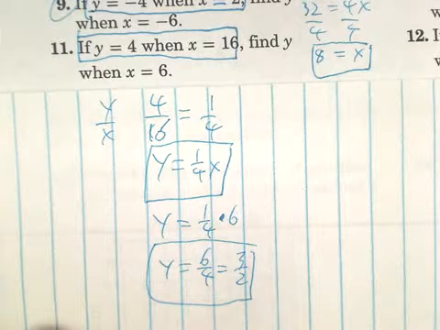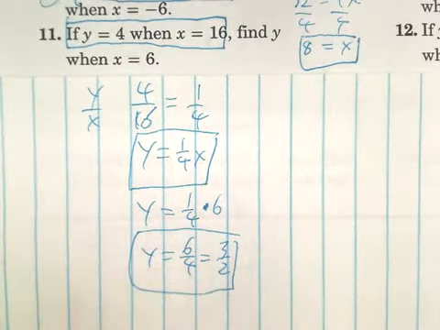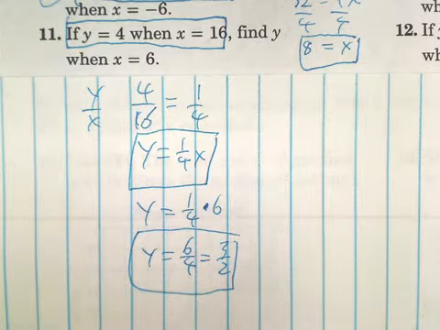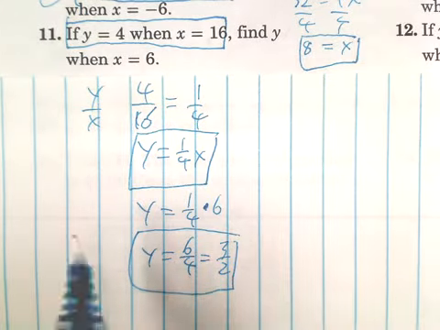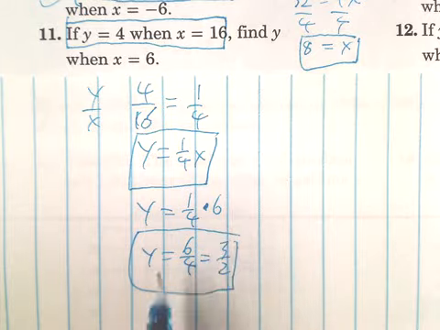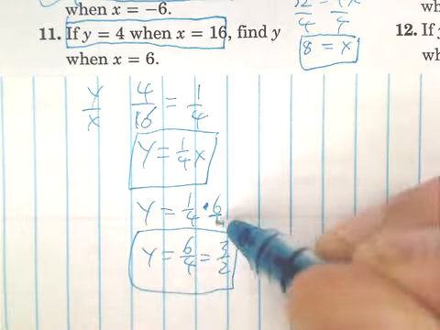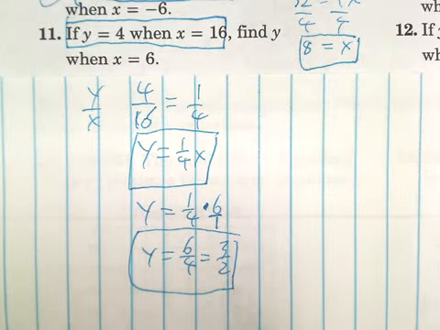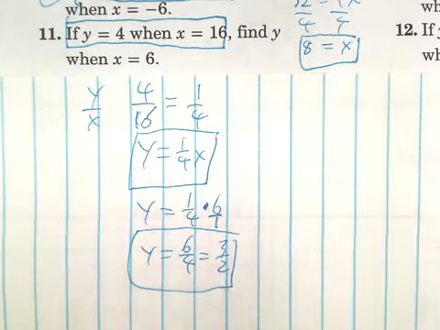Okay, so when you do y over x, this one came out to a fraction. It came out to 1/4, and so y equals 1/4 x. And it says find y when x equals 6. So I put in 6 for x, 1/4 times 6. Well, it's just going to be 6 over 4 because that's 6 over 1. Multiply across. And then that will reduce to 3 over 2.